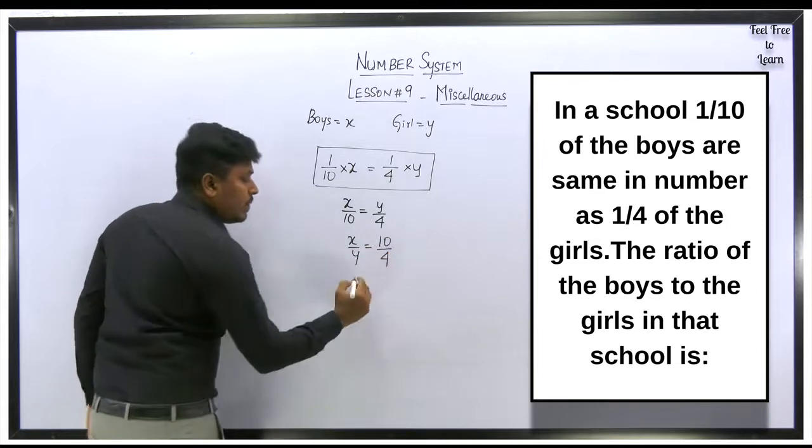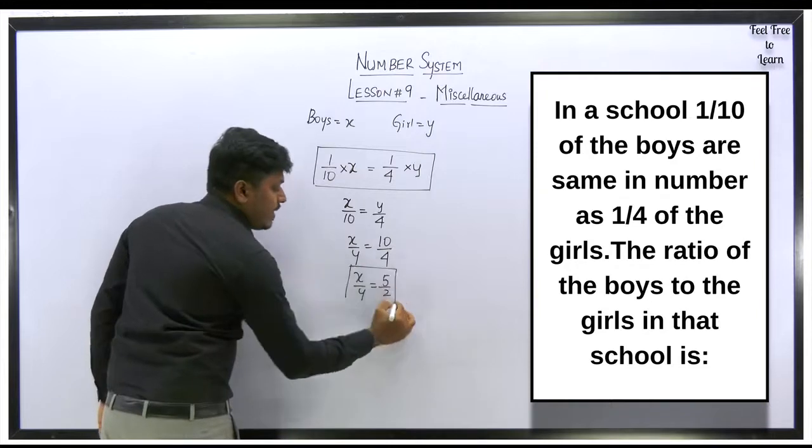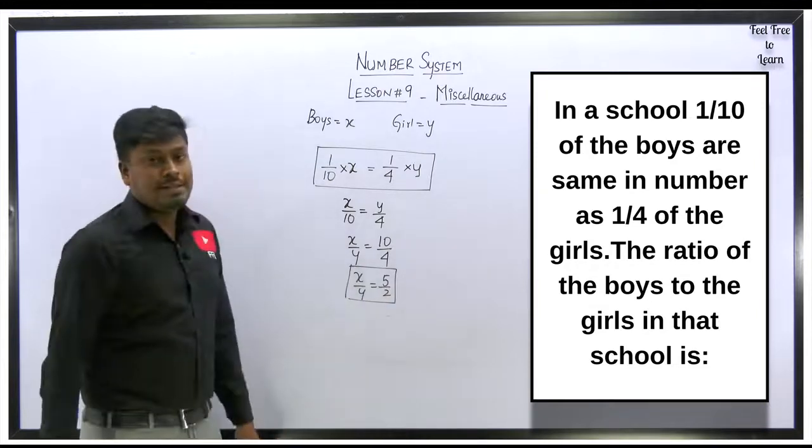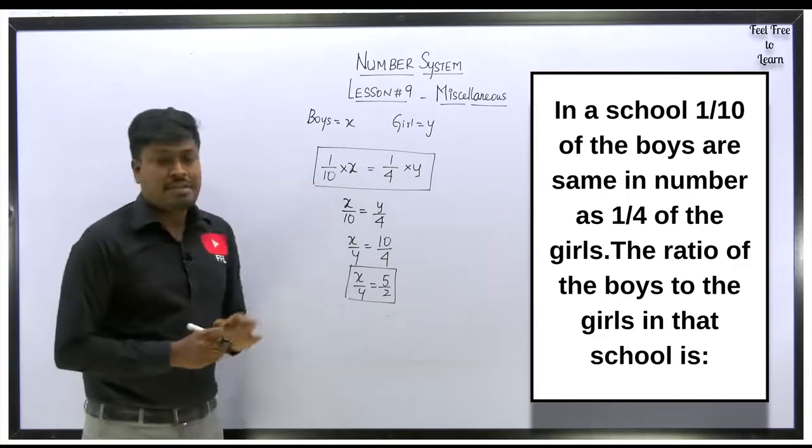So cancel it by 2 table. So x by y will be 5 by 2. So finally we can say that the ratio of boys and girls in the school will be 5:2. So this will be the answer for question number 3.